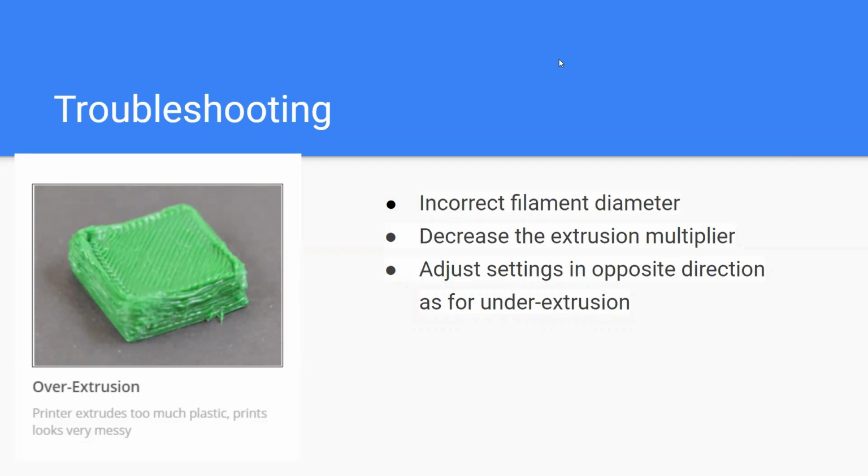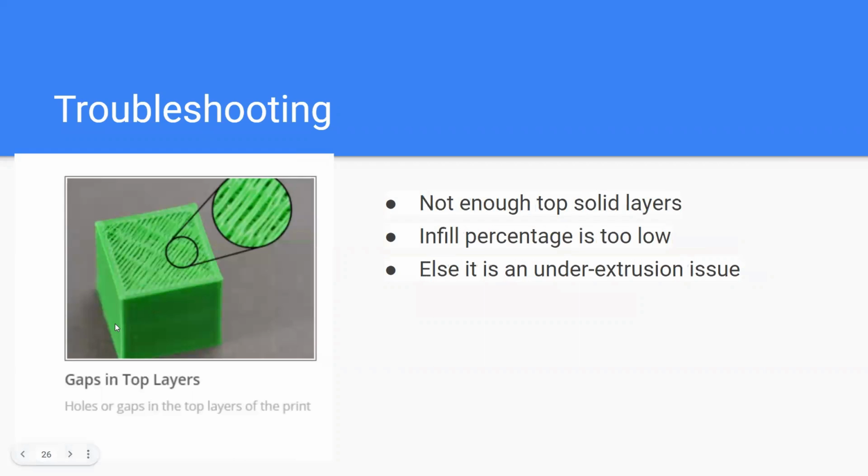And you'll notice that with a lot of these troubleshooting issues, you can go both ways. You can either over something or under something. And quite often, it's just the opposite to fix it. So next up, you've got gaps in your top layers. Pretty self-explanatory, as you can see in the diagram there. You're gonna have holes or gaps in the top layers you print.